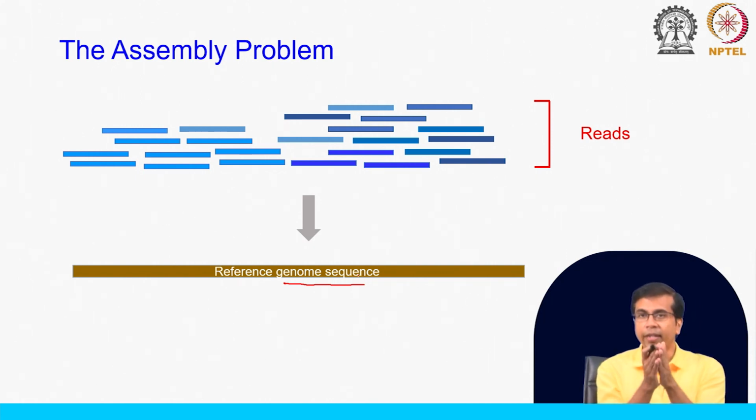So, we isolate cells, we have these DNA fragments, we sequence using a sequencing platform, we get these reads, and finally, the ultimate goal is to know the full sequence, to get the full sequence in one continuous stretch. This is what we call the assembly problem.